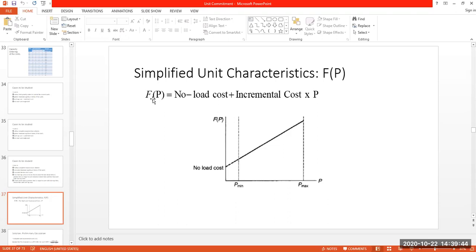Okay, so the formula that is used here is basically in the form of y equals mx plus c. Okay, straight line approximation.